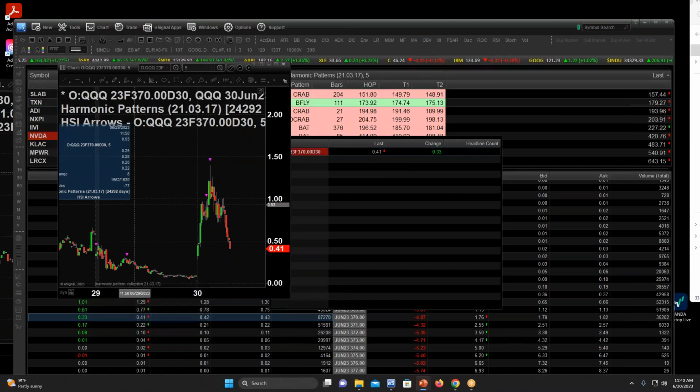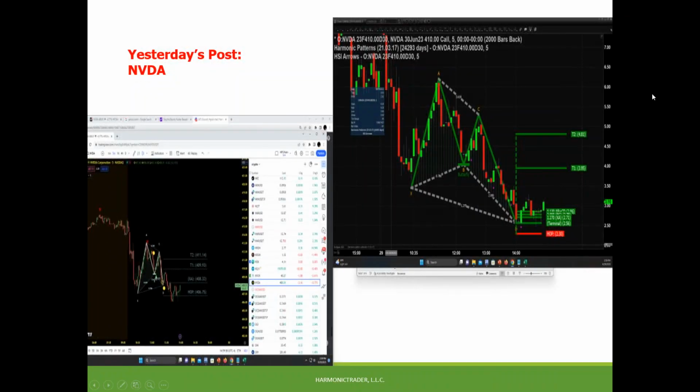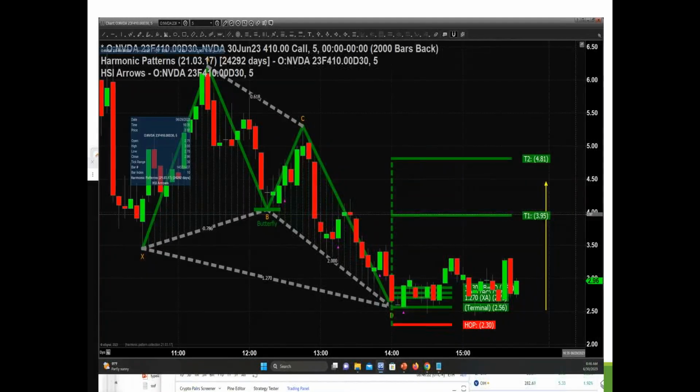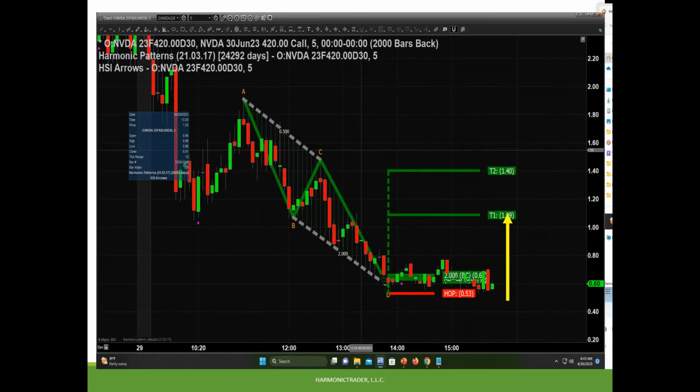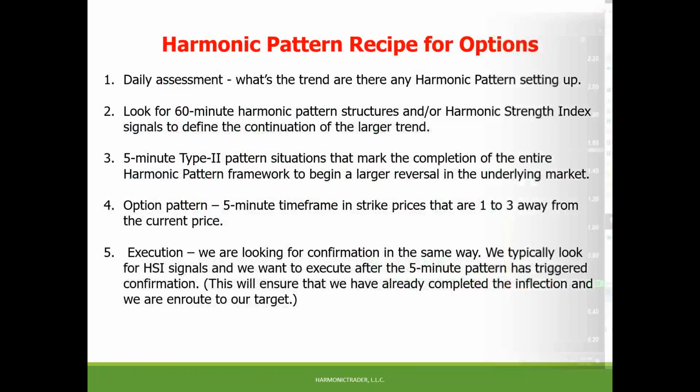Okay, and this was stuff, go back. Here was NVIDIA from yesterday, and there are the clear patterns. We want option patterns like that. That was yesterday. Those traded as high as 14, the 420s. They went from 60 cents to 4 or $5. They're huge, concrete patterns that have completed. They've got confirmation. That's what you want to see.